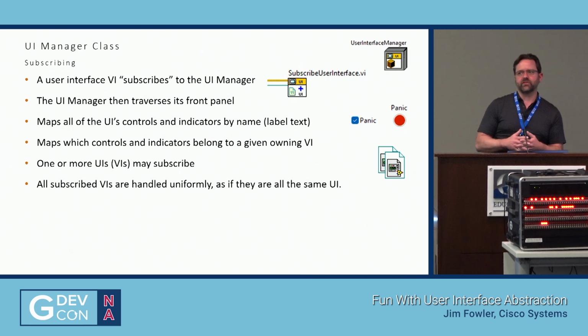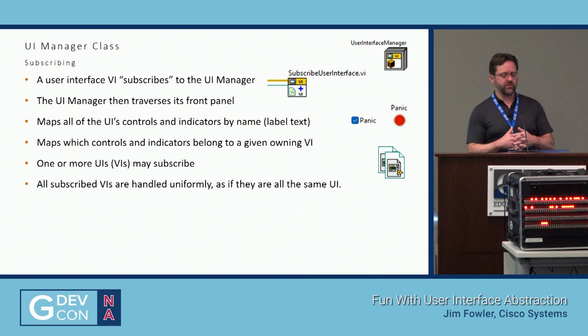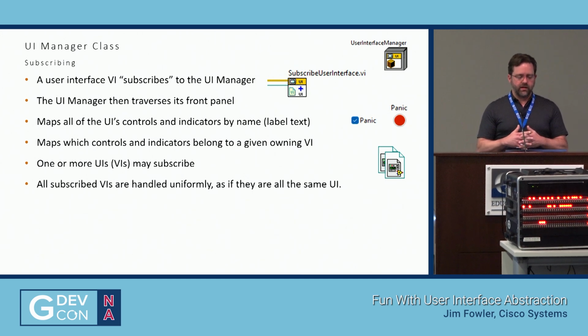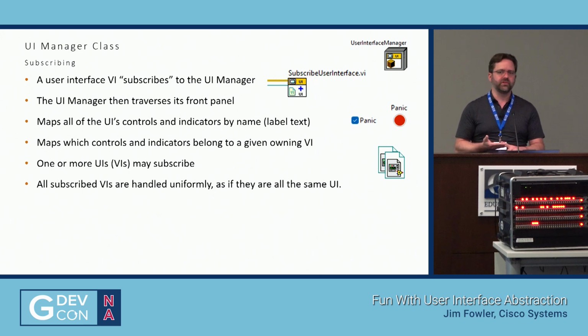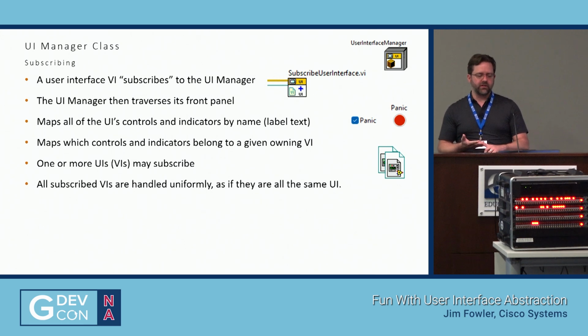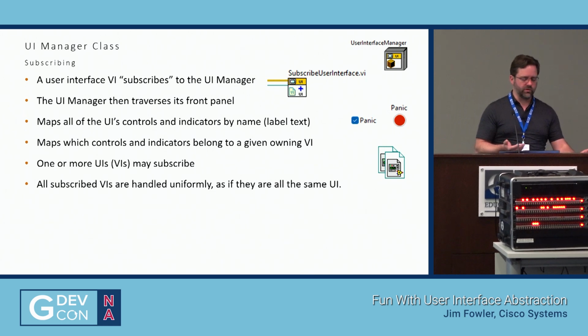The way I wrote this is that a user interface VI can subscribe to the UI manager. Then the UI manager, as I just said, traverses the front panel and pulls in all the controls. For this implementation, it pulls in the control index, the reference, and maps all these things, and of course the name and the class. I've written some more advanced ones, but this is one that I wrote just for this demo.